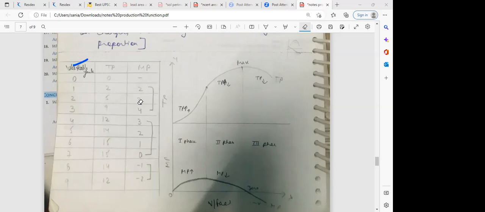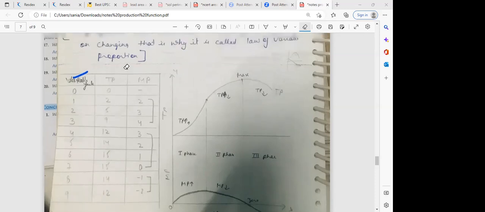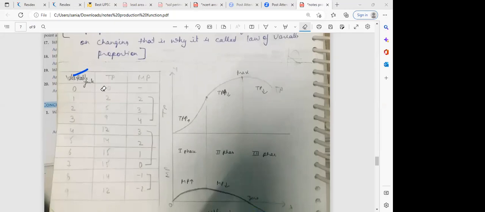Okay, so now students, you can note it down. First of all, you will write schedule. Then you will draw the schedule, and then you will write graph and draw it like this. Then we will start with the chapter, in the sense of what is AP, what is TP, how to find TP, MP, everything.